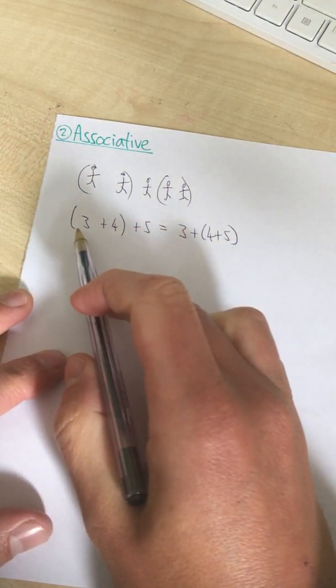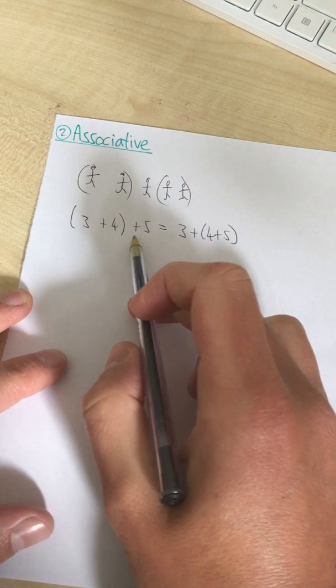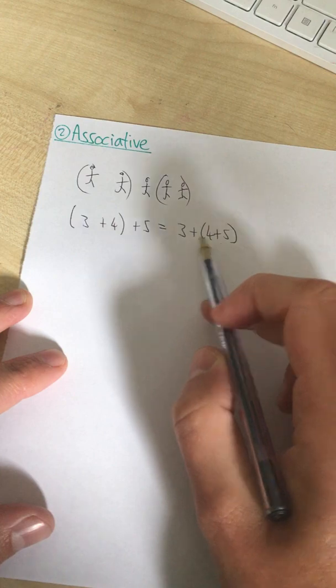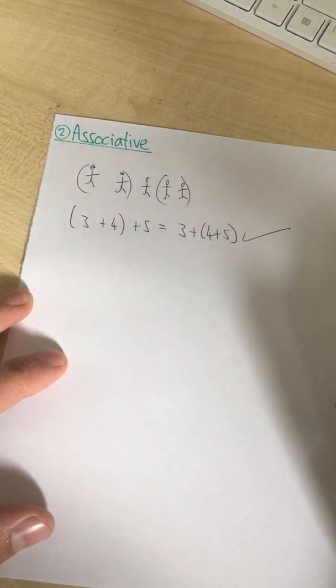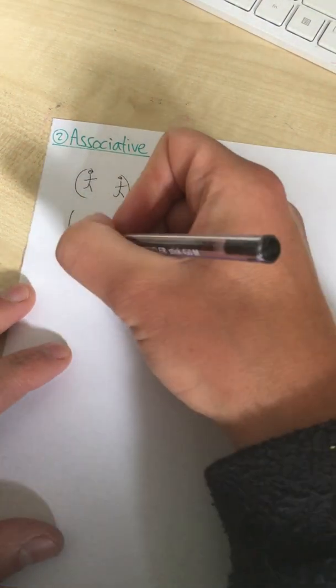We do the brackets first, don't we? 3 plus 4 is 7, plus 5 is 12. Okay, remember that? 4 plus 5, because we do brackets first, that's 9. 3 plus 9 is 12. Yes, it works. This also works for multiplication.